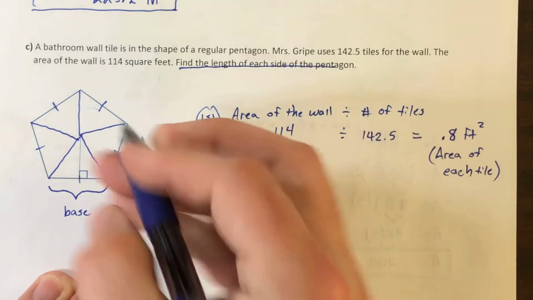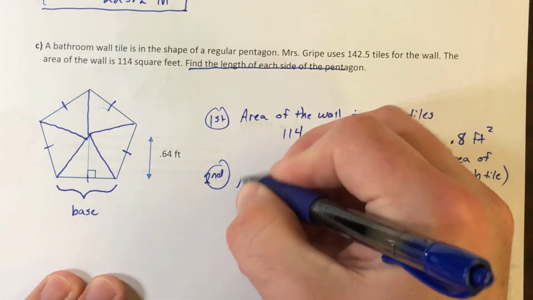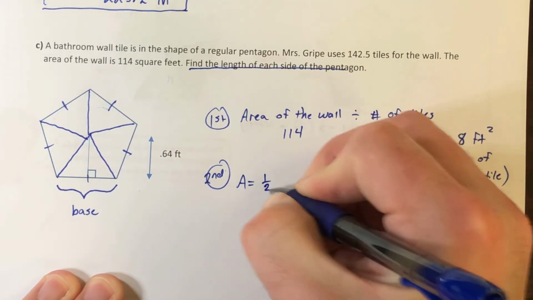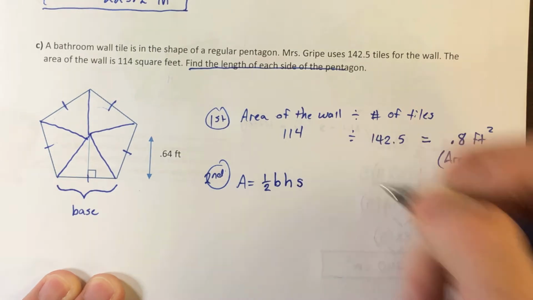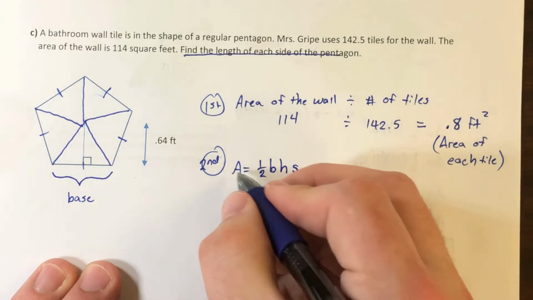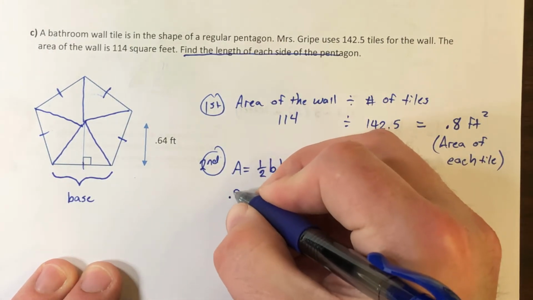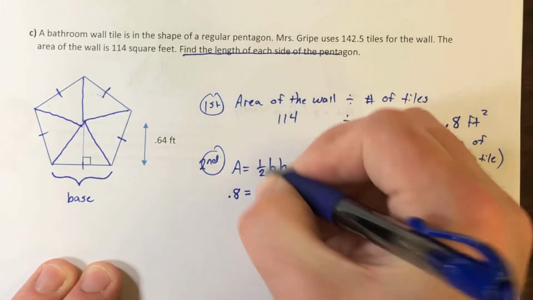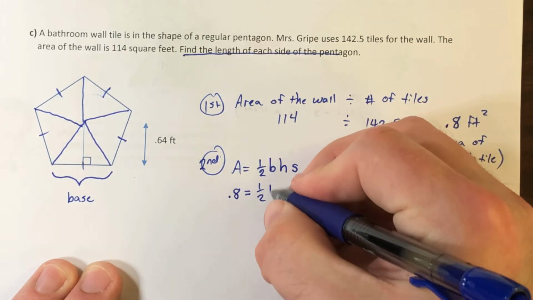Write your formula for a regular polygon, such as a regular pentagon. That would be area equals 1/2 times base times height times number of sides. Next step, fill it in. Do I know the area? Yes, I do. We just found it to be 8/10. Equals 1/2 times, do I know the base? No. I'm going to solve for B.